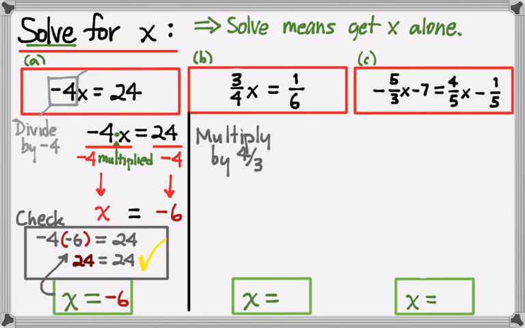Why would we choose to multiply here? What operation is connecting 3/4 with x in that original equation? Multiplication. It's, again, that secret, hidden, tacit multiply sign in between the number and the x. So 3/4 times x. How do we undo a multiplication with a multiplication?